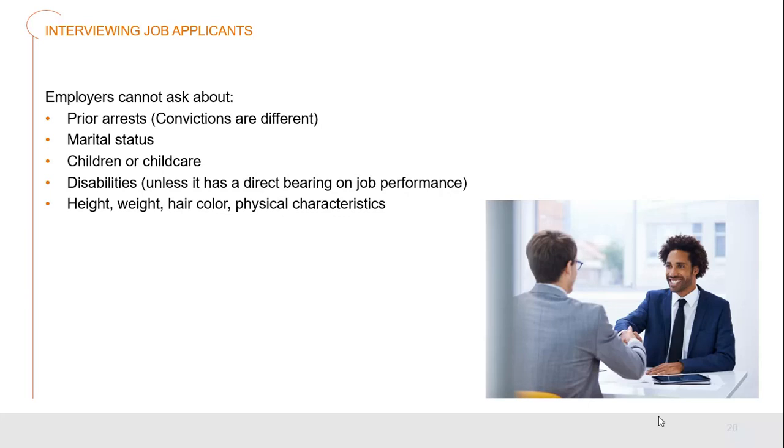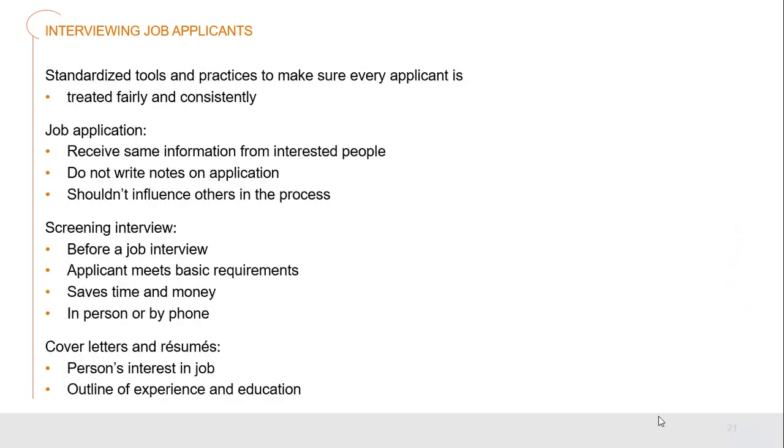Marital status cannot be asked about, nor can children or childcare, disabilities, unless it has a direct bearing on the job performance, and also height, weight, hair color, or physical characteristics of the interviewee. Standardized tools and practices to make sure that every applicant is treated fairly and consistently should always be used.